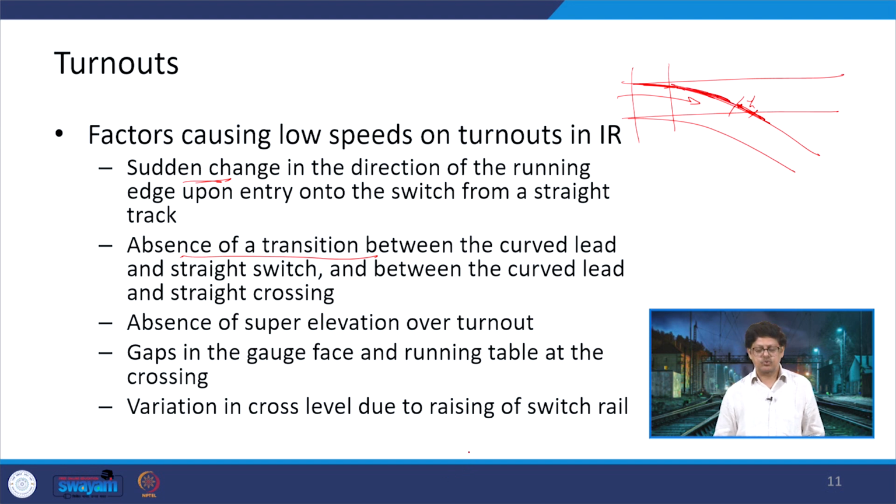Then, the absence of super elevation over the turnout, so we are not providing any cant here. There is a gap in the gauge face and the running table at the crossing. This is another issue, and there is a variation in the cross levels due to raising of the switch rail. So, we are increasing the height of the switch rail or the tongue rail, they are one and the same, and that is being increased by 6 mm. If you remember, we did talk about this.